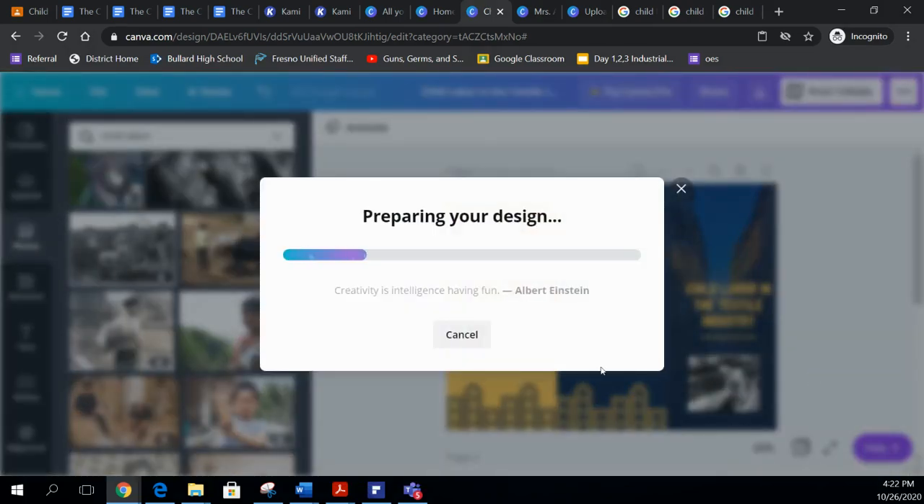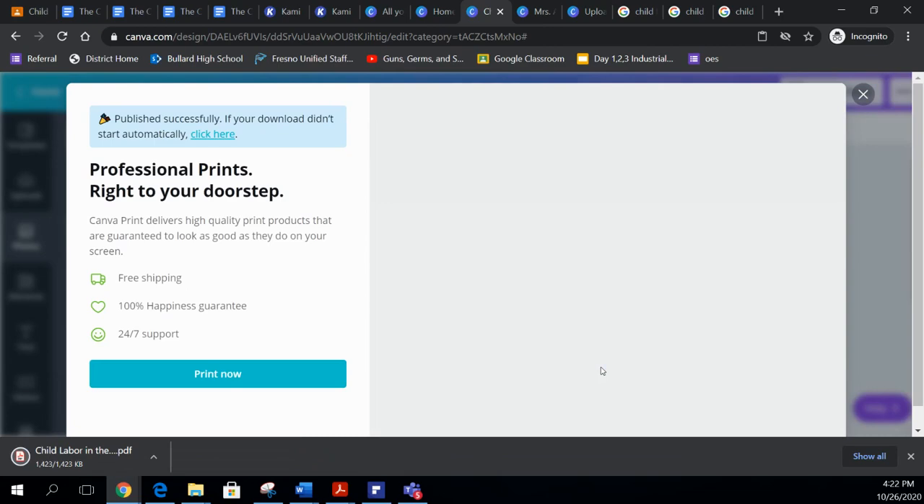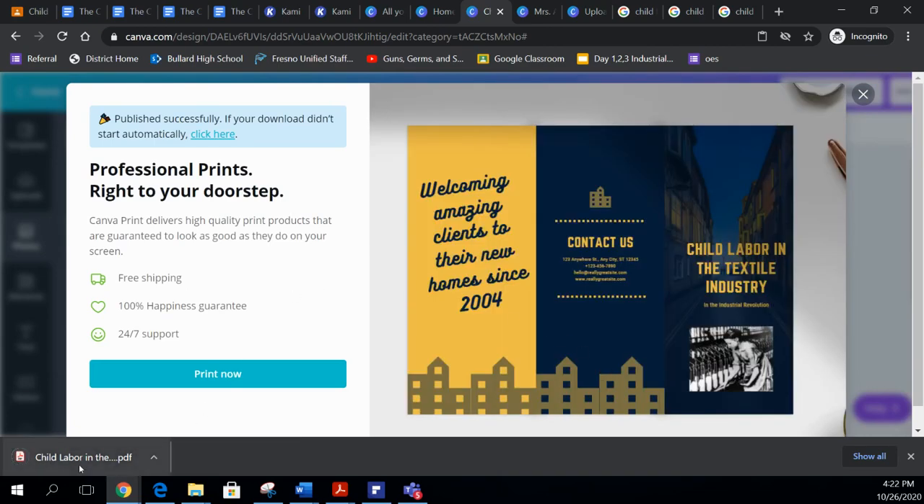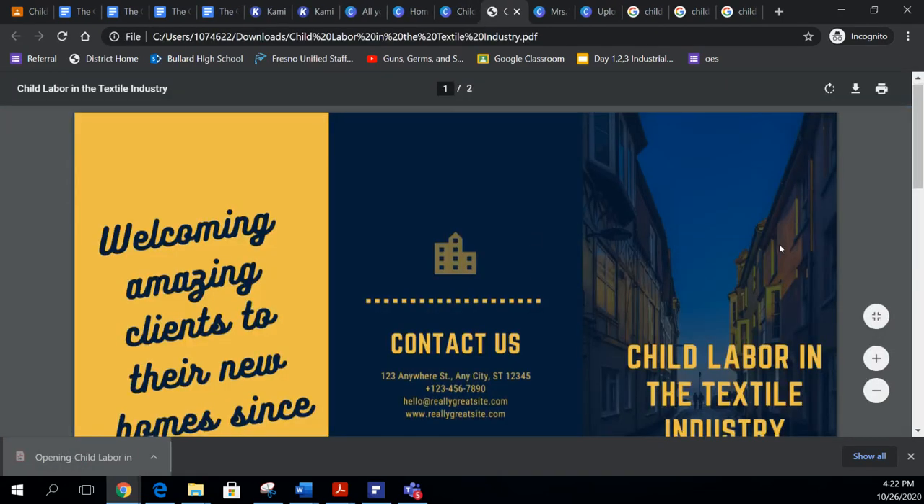And then once you have your PDF, you're going to upload that to Google Classroom to turn it in. Okay, so now you have that PDF that you can open and share.